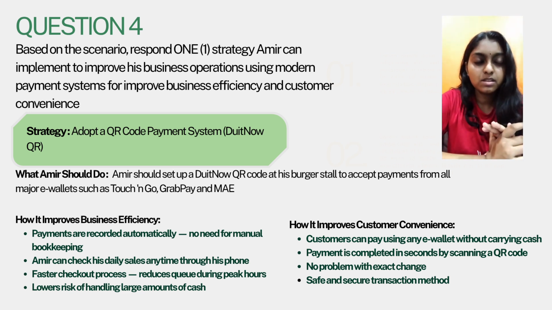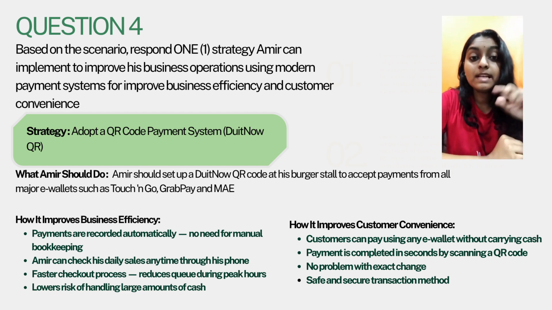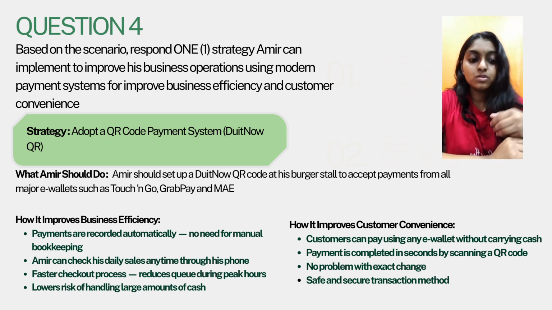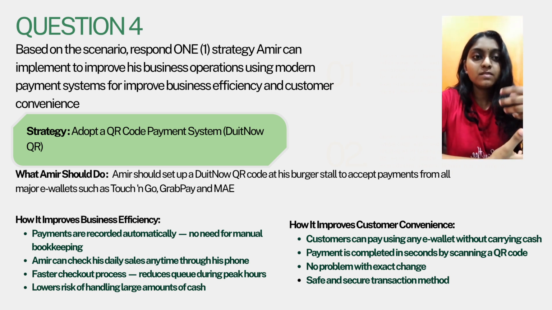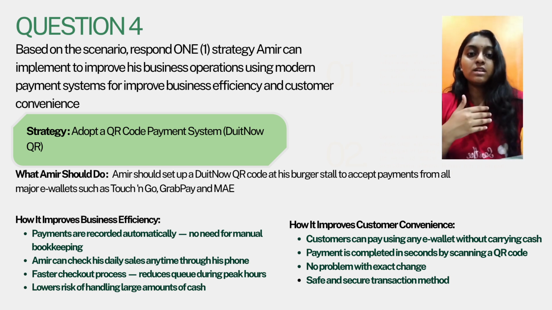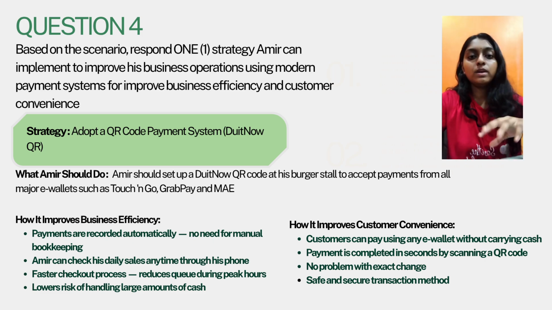Next, faster transactions. When he has e-wallet access, Amir can serve more customers in less time. Usually the customers will take a few minutes to take the cash out and then pay the money, lining up in the queue. By scanning the QR code, they can quickly pay the money so that he can serve more customers in a few minutes. No need to waste more time.